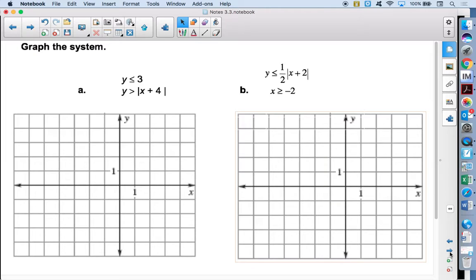So since we've talked about absolute value in the last chapter, we can definitely apply an absolute value graph to an inequality. So the first one just says y is less than or equal to 3. So Katie, if it's just a y by itself in the equation, what kind of line is that? So y is less than or equal to 3. I go up to 3 on the y-axis, and then what kind of line do we make this?